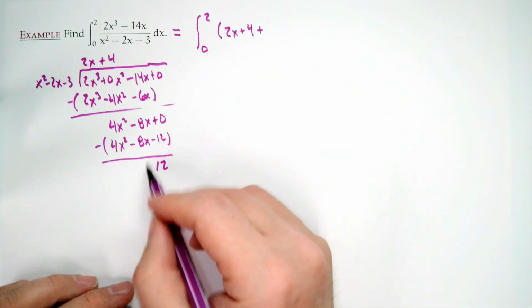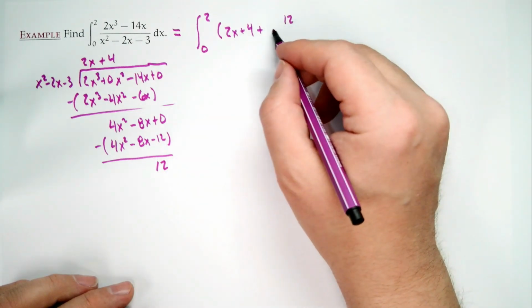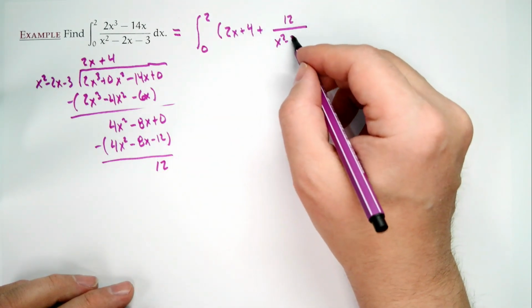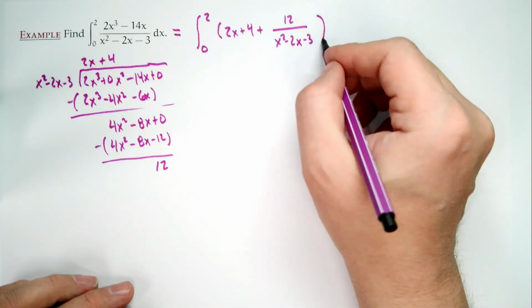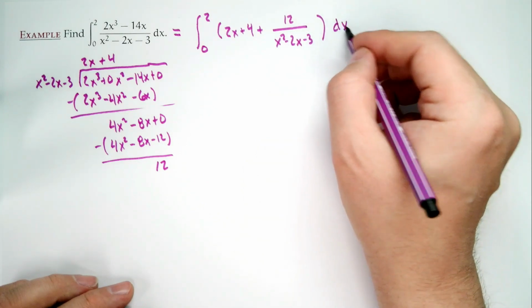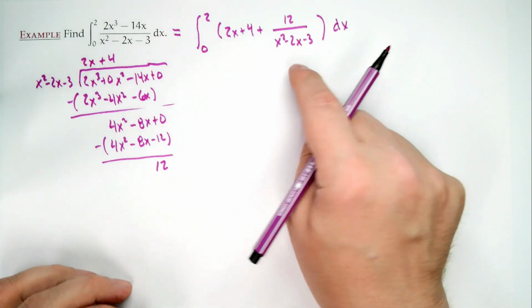And then our remainder, 12, divide that by x squared minus 2x minus 3. All right, now we need to tackle this.